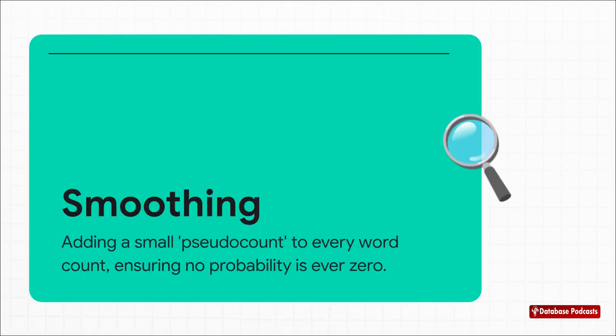Luckily, the fix is super simple and honestly pretty elegant. It's a technique called smoothing. We basically give every single word in our vocabulary a tiny head start by adding what's called a pseudo count, let's just say the number 1, to every word's frequency count. We guarantee that no word ever has a 0 probability. It might be a very, very small probability, but it's not 0. And that simple trick makes our entire model robust.